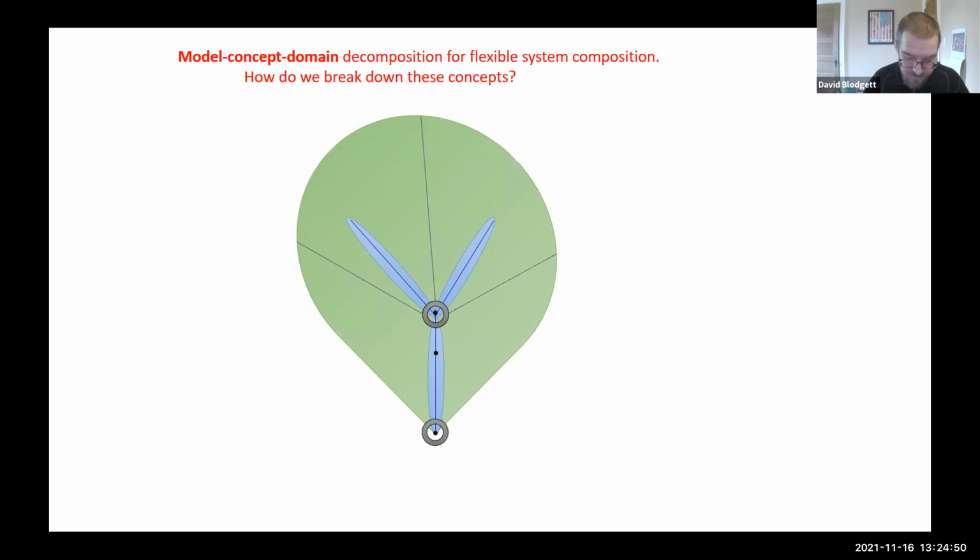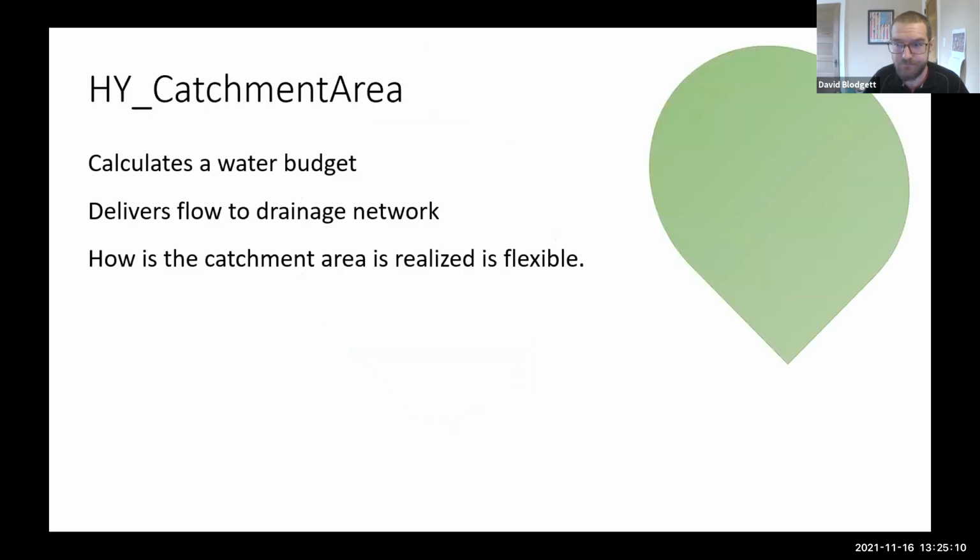And so this is something that was published through the Open Geospatial Consortium and defines fairly rigorously these core components of hydrologic systems. And so this pictogram I have here is what I'm going to step through now, that talks about how we break down these concepts.